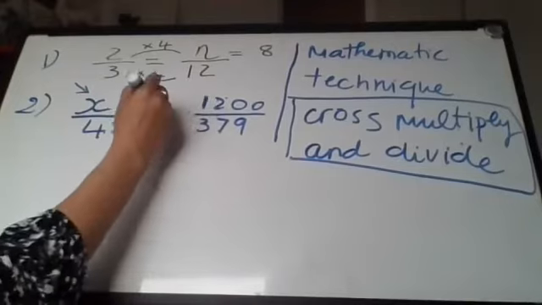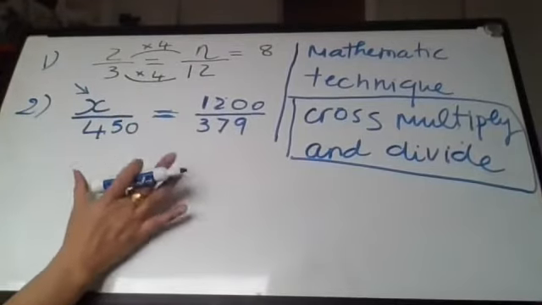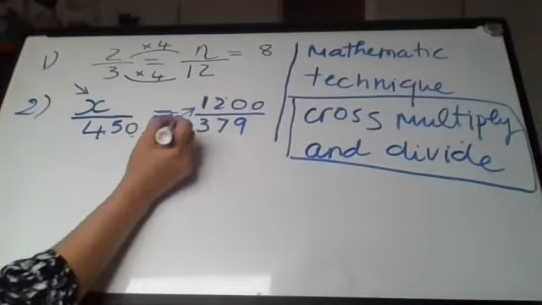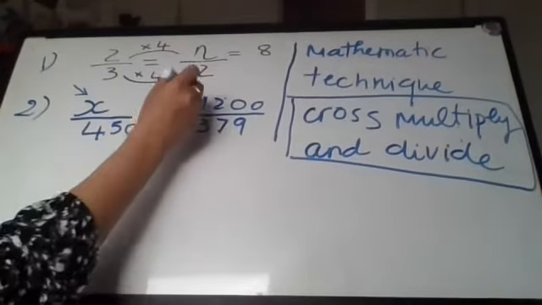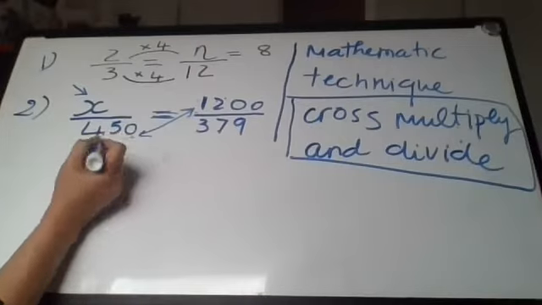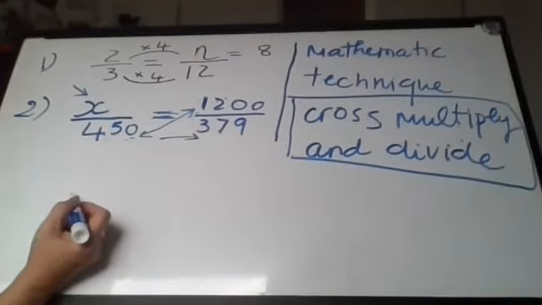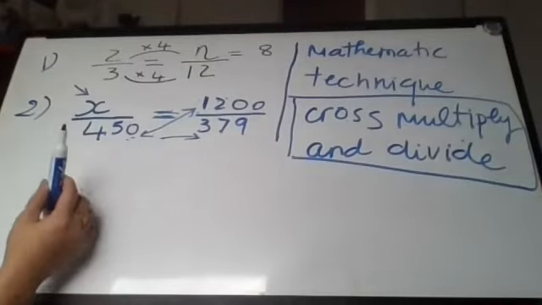So what numbers can we cross multiply? The only two numbers we can cross multiply are these. 450 times 1,200 is the same as 1,200 times 450. And the third one has to be divided. So this is how I set it up in fraction.